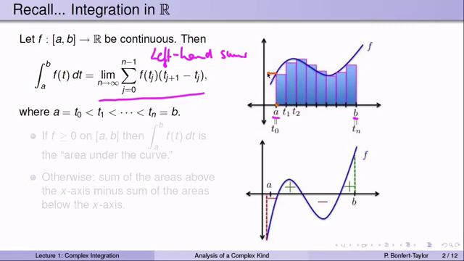So for example, f of t0 is this value right here. We take that value and multiply by t1 minus t0. What is t1 minus t0? That's this length right here. So this length is f of t0, t1 minus t0 is that length. So when I multiply those two, I get the area of this little rectangle.